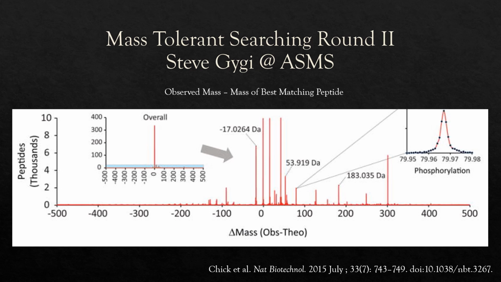Here you see the graph of the results that they got. There are these beautiful peaks rising out of the bottom, where along the x-axis we've got the mass difference between the observed and theoretical best peptide. On the top right, you can see a beautiful peak at 80 Daltons, corresponding perfectly to phosphorylation. If you look closely, there are lots of other peaks, like for 42 Daltons, acetylation, 16 Daltons, oxidation, and so forth.